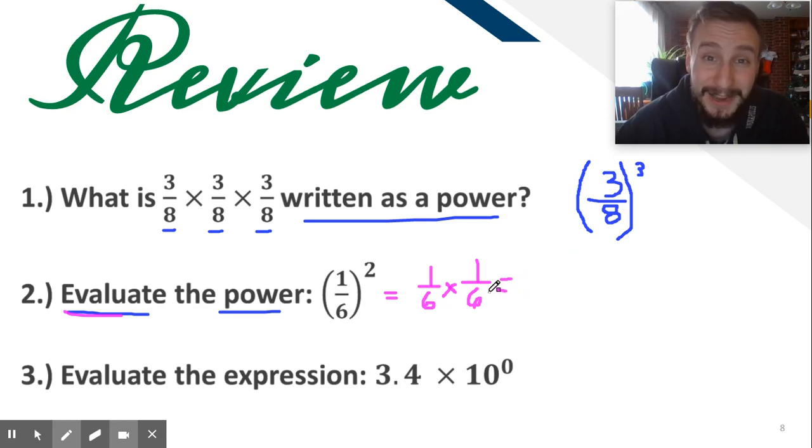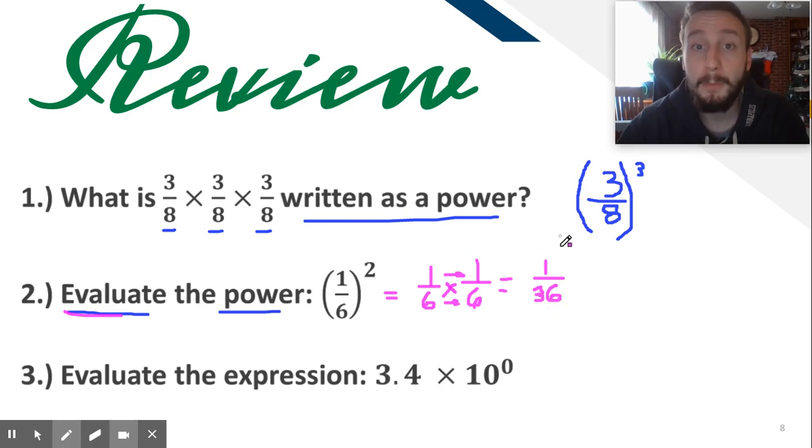And how do we multiply fractions? See, this is why we learned that in the beginning of the year. We multiply fractions by multiplying straight across. 1 times 1 is 1. 6 times 6 is 36. Can that be simplified? Nope, because our numerator is 1, so it can't get any smaller. So my answer is just 1/36.